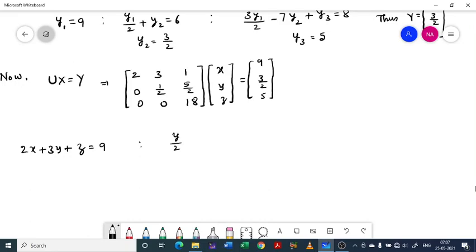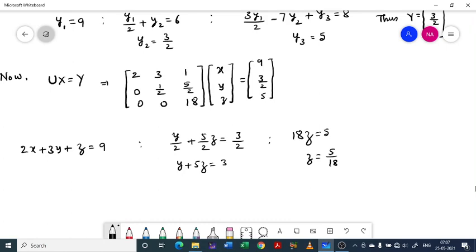y by 2 plus 5z by 2 equal to 3 by 2. So this you can write as y plus 5z equal to 3. Multiplying throughout by 2, y plus 5z equal to 3. Then finally 18z equal to 5. So z will be 5 by 18.